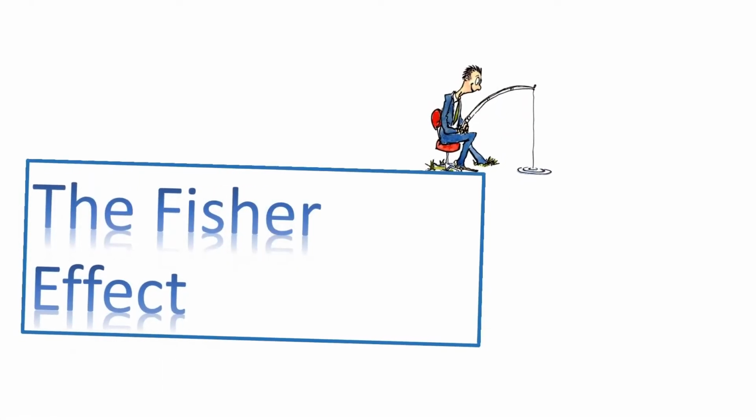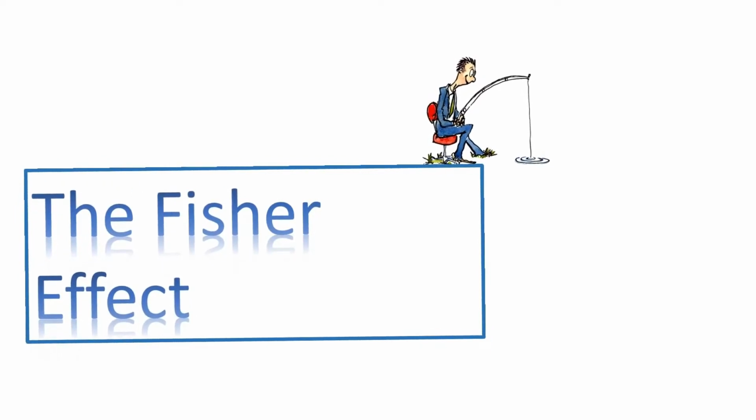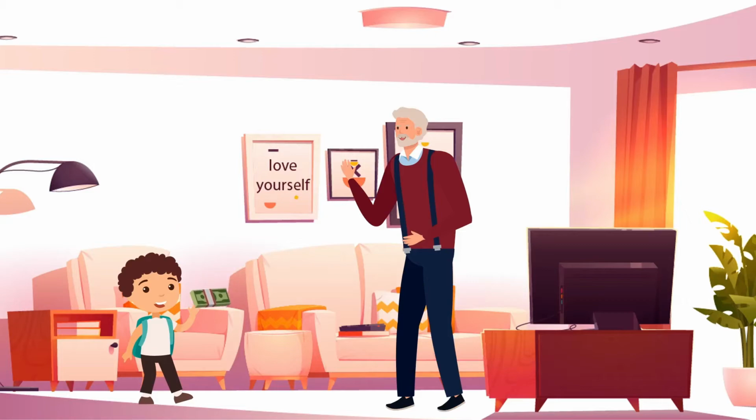Now, let's talk about the Fisher effects. Suppose you borrow $100 from your grandpa, and he charges you an interest rate of 5%. Yes, this grandpa charges his grandson an interest rate for borrowing. A year later, you will have to pay him the money, and with interest, it will be $105.